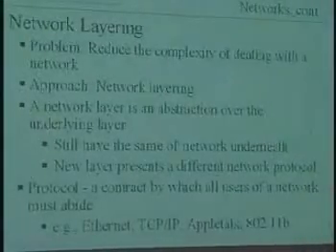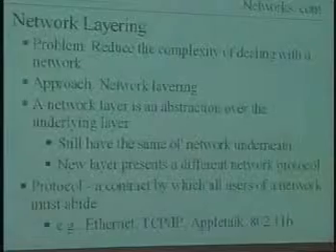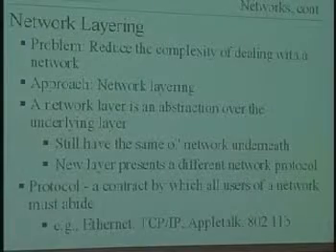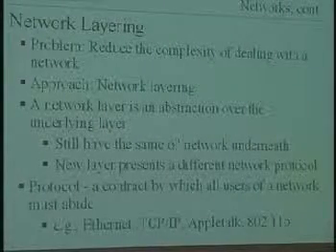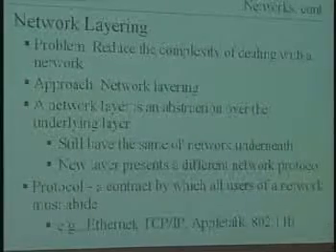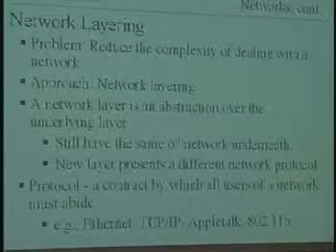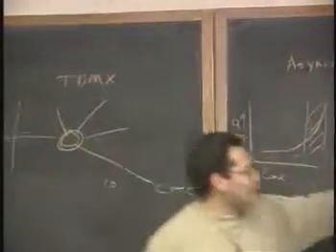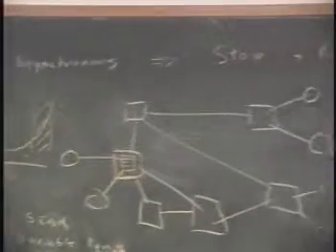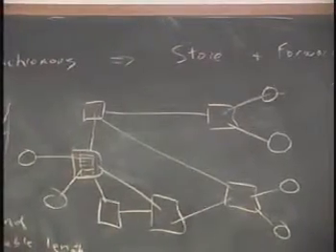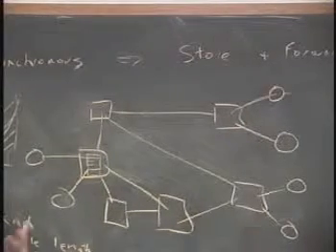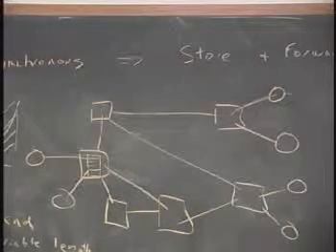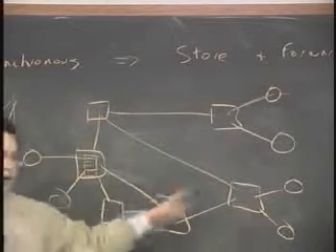That said, let's talk about the concept of network layering. So the problem here is to reduce the complexity of dealing with a network. And the approach is layering. So layering was one of these approaches that we talked about the first day, I believe. Right? There was hierarchy, there was abstraction, modularity, and there was layering over some other network layer, which in this case, we've just done one, which is the lowest one. And we still have the same old network underneath, but the new layer is going to present a different paradigm or a different protocol, a different way of interacting in that network. And a protocol is just a contract by which every user on a network must abide.